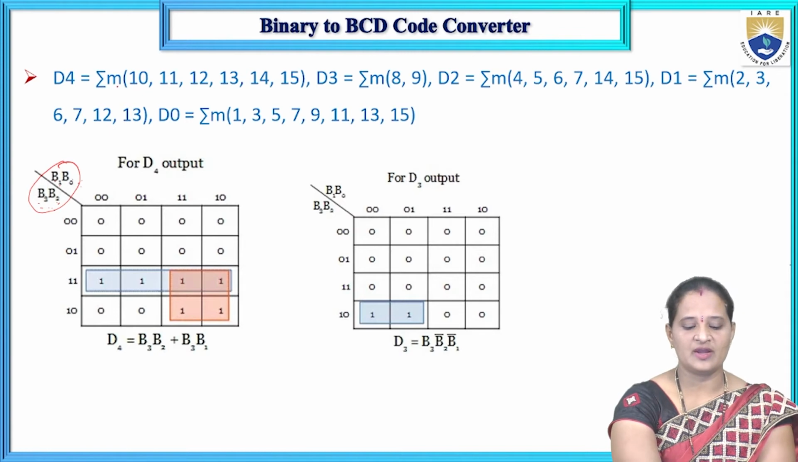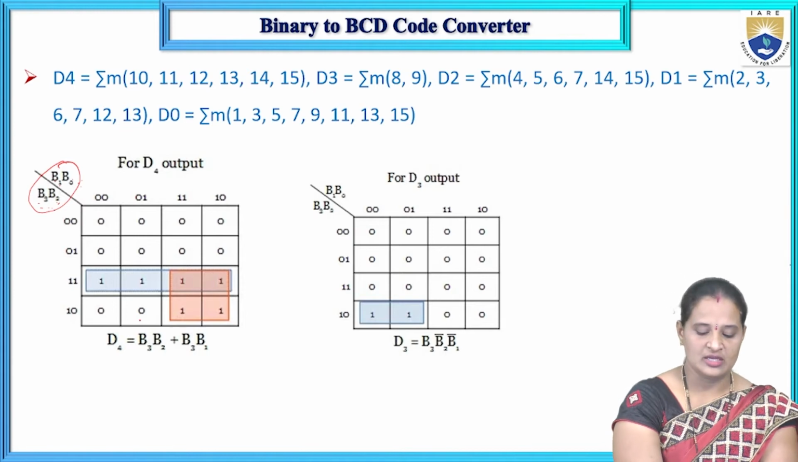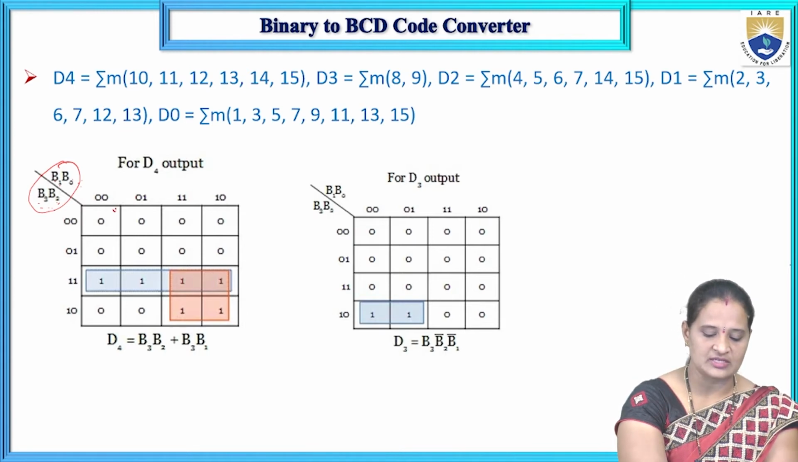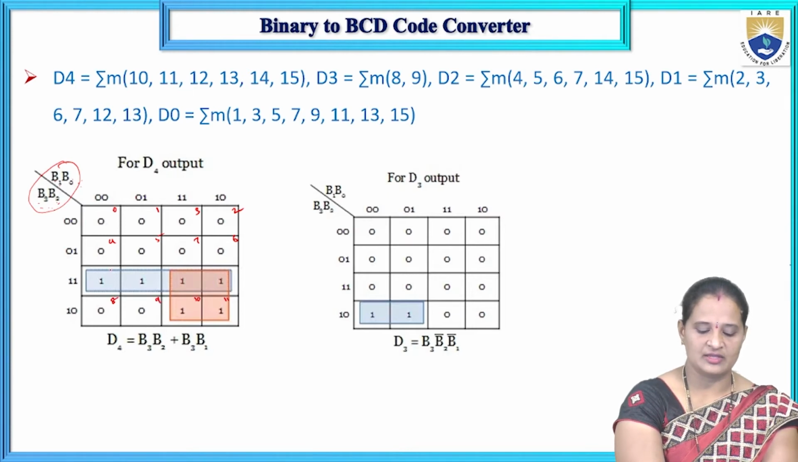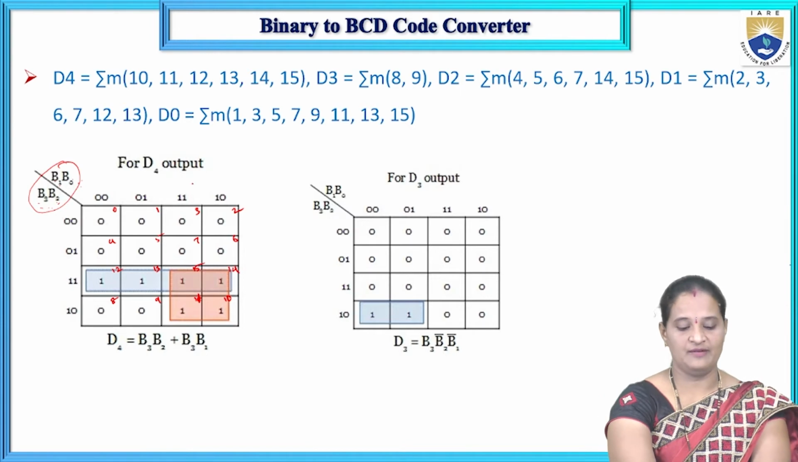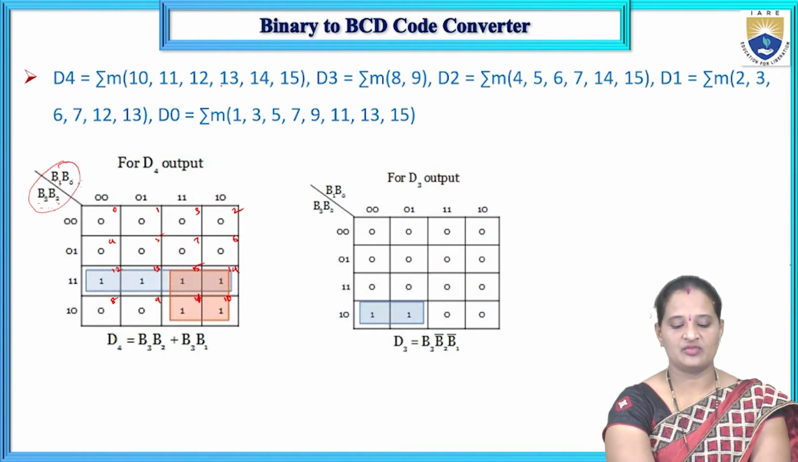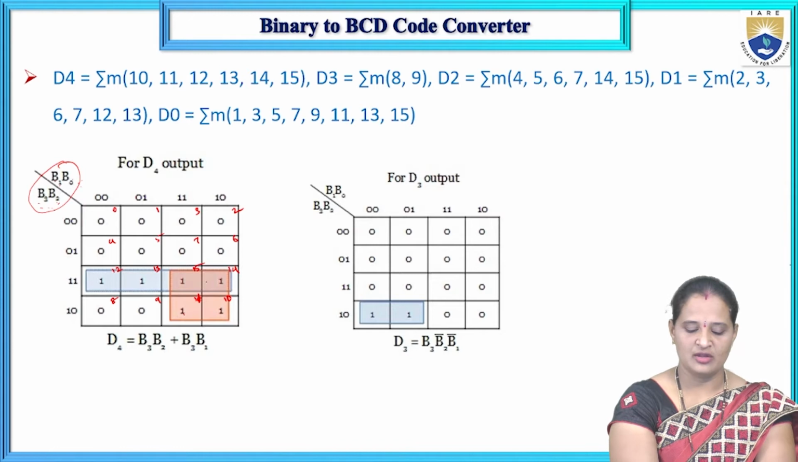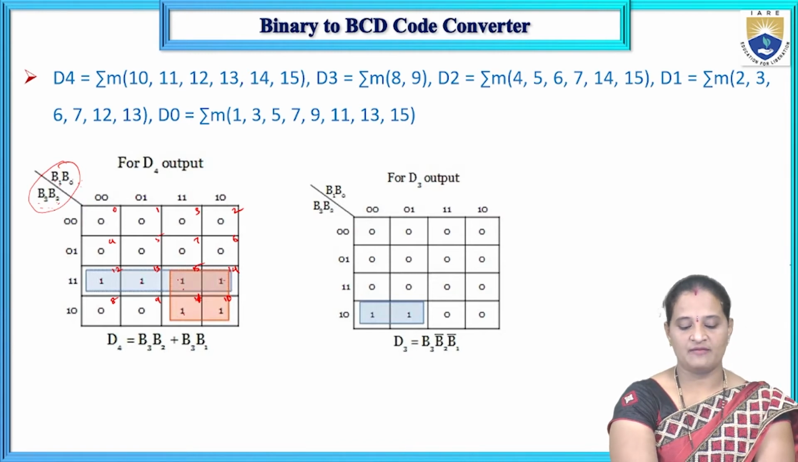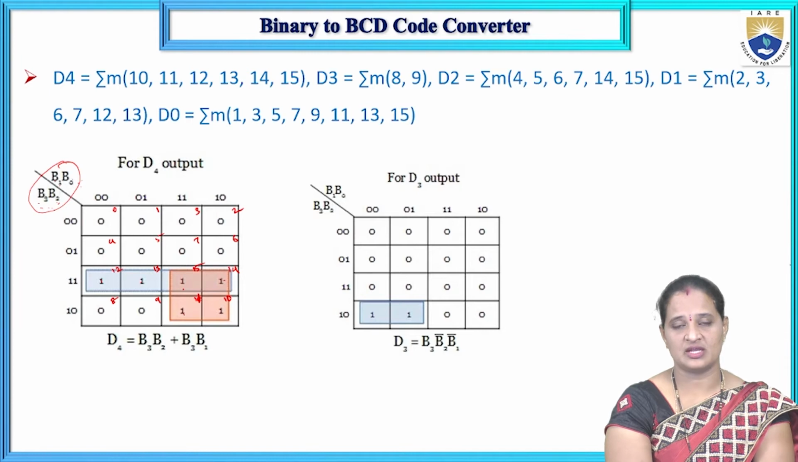Right? Now D4 function is becoming 1 for the minterms 10, 11, 12, 13, 14, 15. So if you consider this as 0, 1, 3, 2, this is 4, 5, 7, 6, and this is 8, 9, 11, 10, sorry, this is 11 and this is 10, and 12, 13, 15, 14. So now D4 is becoming 1 for 10, 11, 12, 13, 14, 15. And for all the remaining minterms, the function output is considered to be 0.